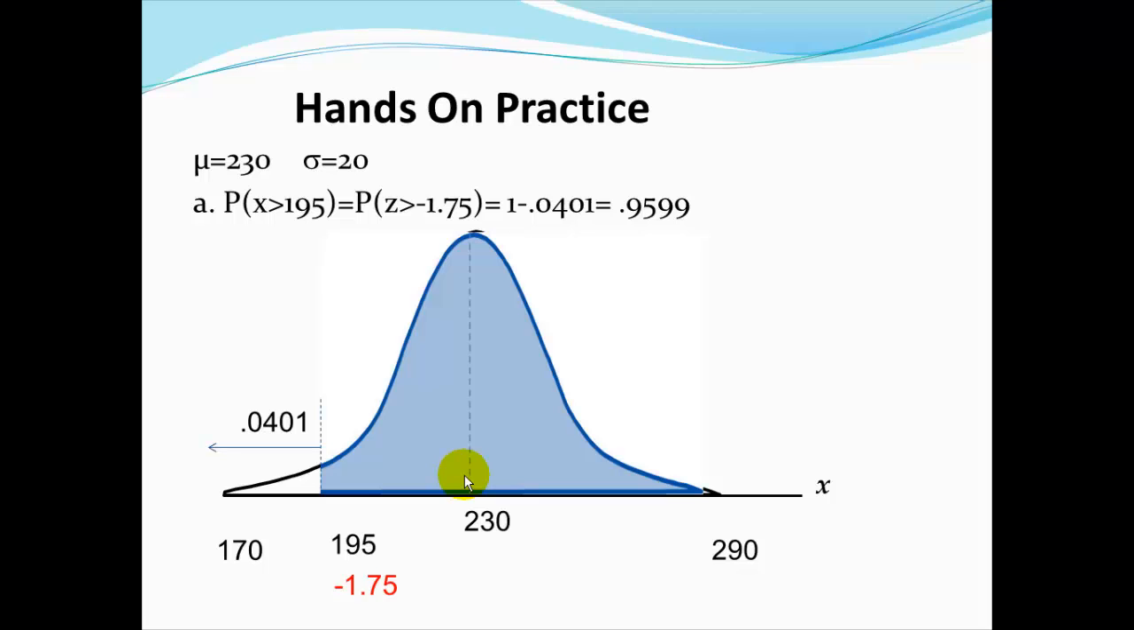Next, you should have looked up the z-score negative 1.75 on the standard normal table to find that the area to the left of this z-score is 0.0401. Since the total area under this curve is equal to 1, the shaded area that we want is 1 minus 0.0401, or 0.9599.